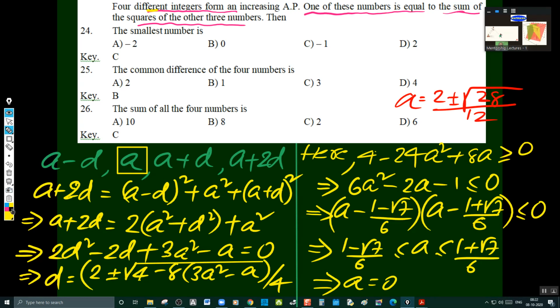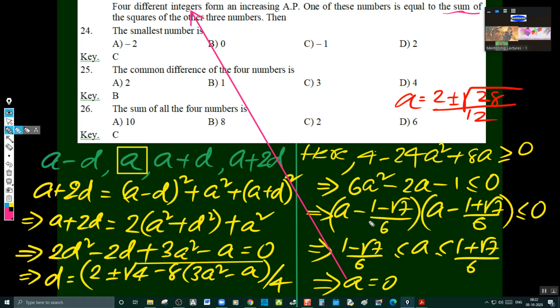Since it is an integer, the entire problem lies there only. So a is equal to 0. Obviously, D becomes, put a 0 there in this one. If you put a 0, 2d square minus 2d is equal to 0. D is equal to 0 or 1 you will get.